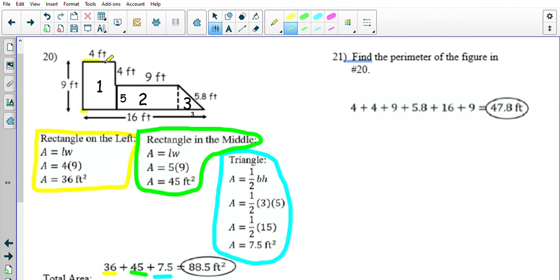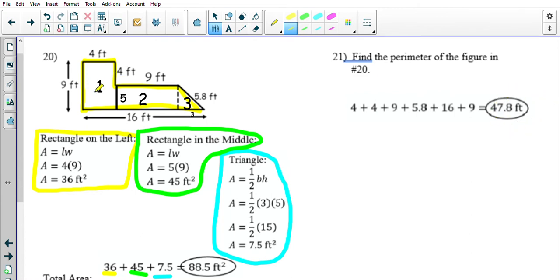So we have to do 4 plus 4 plus 9 plus 5.8 plus the 16 all the way across the bottom plus the 9. So you see all those numbers there. 4 plus 4 plus 9 plus 5.8 plus 16 plus 9 gives us a total perimeter of 47.8 feet squared.